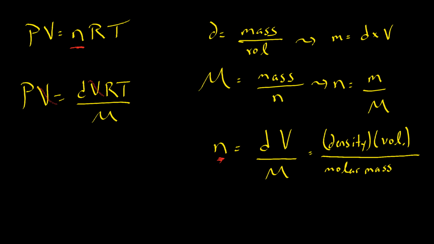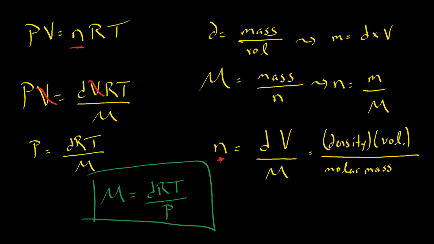And, oh, look at that. The volume cancels out, leaving us with P equals dRT over M. The thing is, we can already measure pressure. We don't need to calculate pressure, so let's rearrange that just a little bit, and that gets us M equals dRT over P. That's what I call the dirt pile, just because I'm very bad at coming up with mnemonics. If you can come up with something better, I welcome it. I probably won't change anything because I'm stubborn, but hey, there you go.